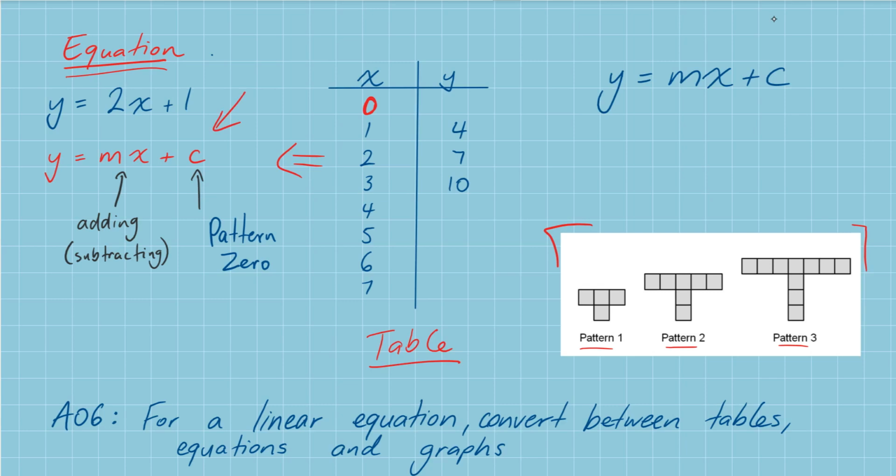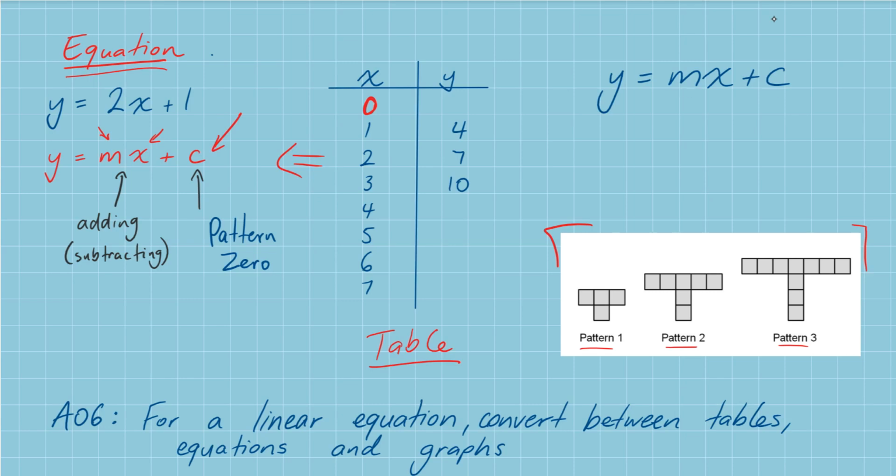Now y is that y value, it's that unknown y value. X is the unknown x value. M is the amount that the equation is increasing or decreasing. A good way to describe it is the gradient, or the amount it is moving up or down as you move from left to right. And C is sometimes referred to as a constant, but during this video I'm going to refer to it as pattern 0. And you'll understand why in a little moment. So that's our basic formula, y equals mx plus c.